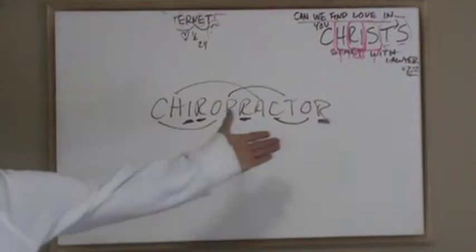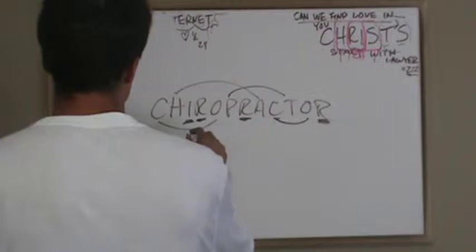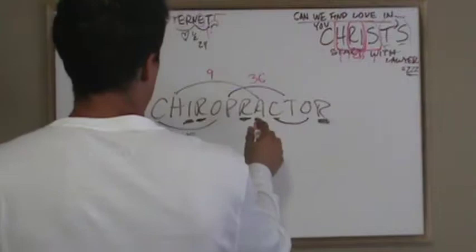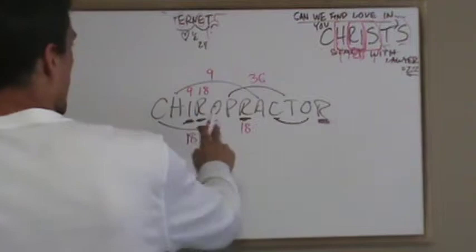So let's get them all on the board, all the numbers on the board. So there's 18, there's a 9, there's a 36, here's an 18, here's a 9, here's an 18, and then here's an 18, and here's an 18.